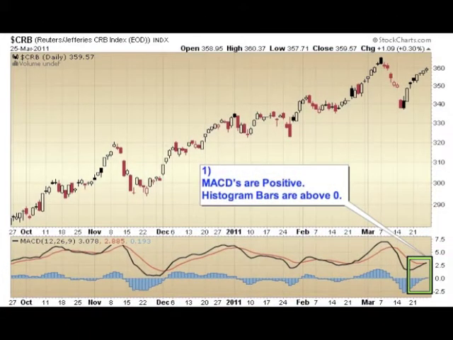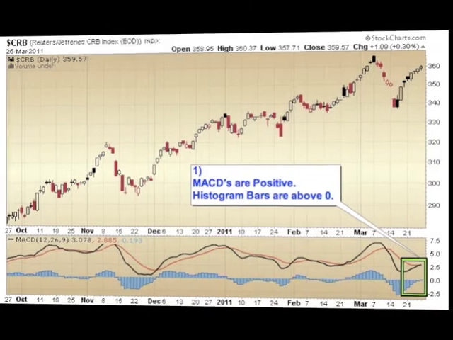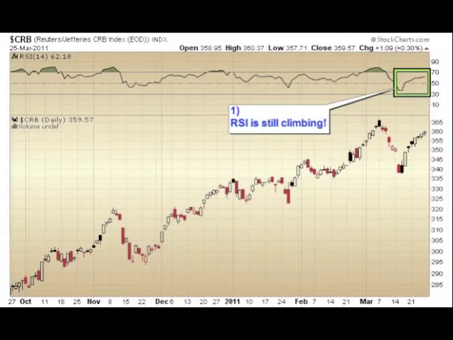And a look at the MACD shows they're turning bullish as the black line is crossing the red. And the histogram bars are climbing above zero. They're just above zero right now, so we went ahead and gave this one a green mark. Up top, the relative strength index is continuing to climb. It's trying to get above that 70 line there. We gave this one a green mark.